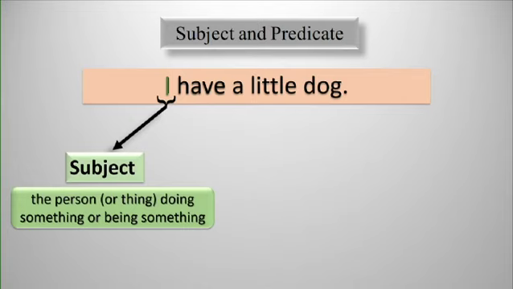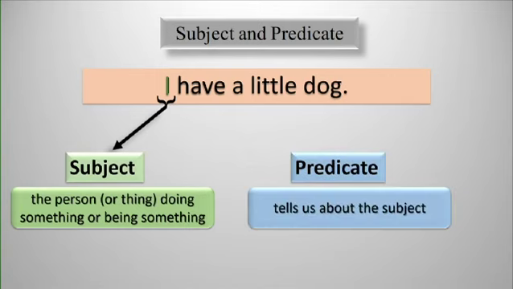Apart from the subject, remember, a sentence must also have the predicate. The predicate tells us something about the subject, and the predicate must have a verb. Can you identify the predicate in this sentence? Yes, the predicate is have a little dog. The verb is have.